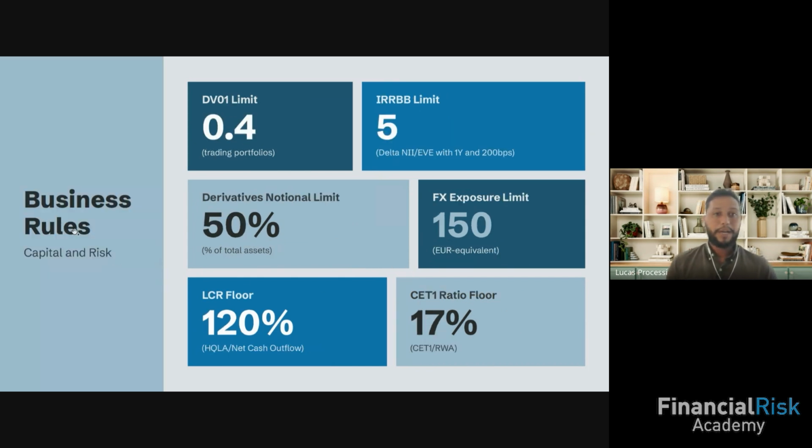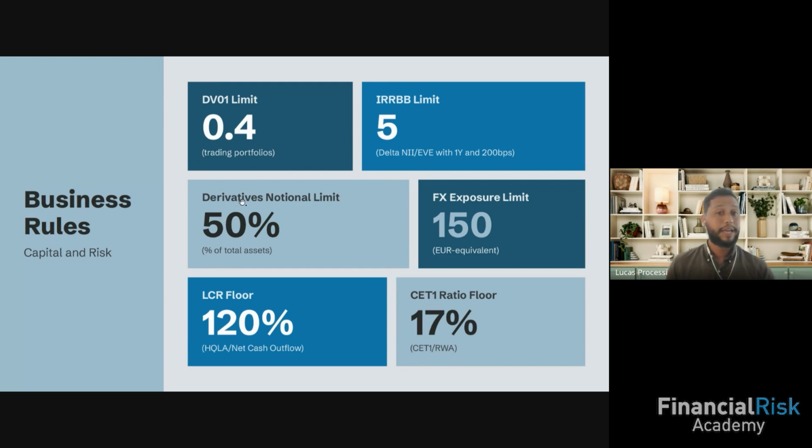In terms of capital and risk, we have these rules. The first one is an interest rate risk limit for the trading portfolios in terms of DV1. We also have an interest rate risk limit for the banking book in terms of delta NII and EVE, with a horizon of 1 year and a 200 basis points shock upward and downward. The model can also treat all the other cases of the regulation, like steepener, flattener, and so forth. But for simplicity here, we chose to work only with those two shocks.